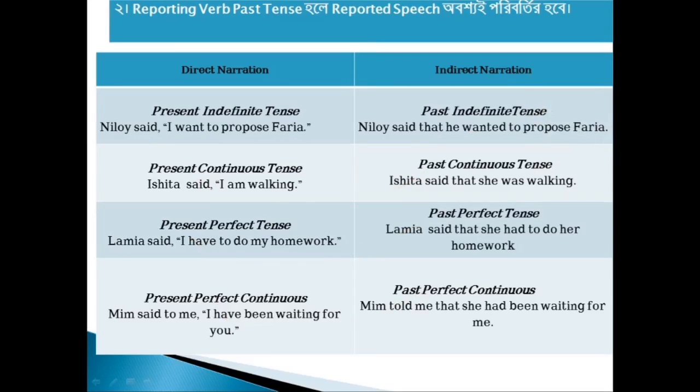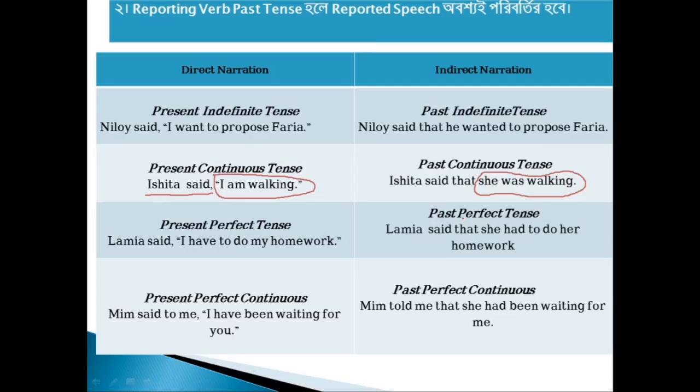In the second row we are watching Ishita said, Ishita বললো I am walking, আমি হাঁটিতেছি। তাহলে আমরা দেখতেছি এখানে যে said past form, সেই জন্য আমরা I am walking, এটা present continuous, এটা হয়ে যাবে past continuous. So I am walking will be she was walking. So Ishita said that she was walking.